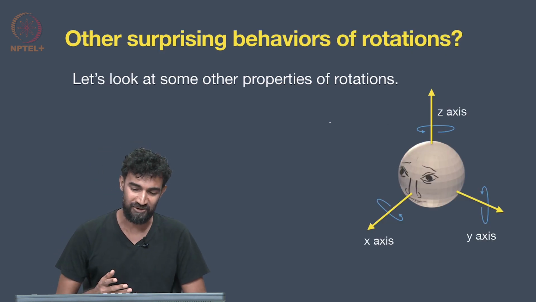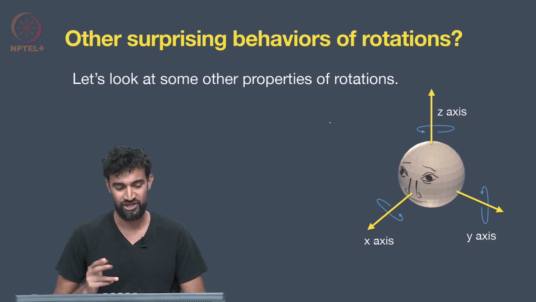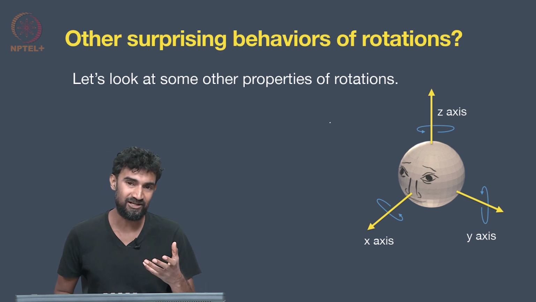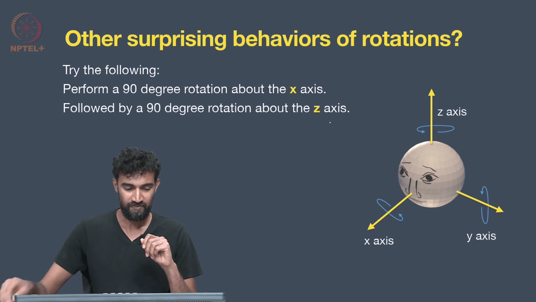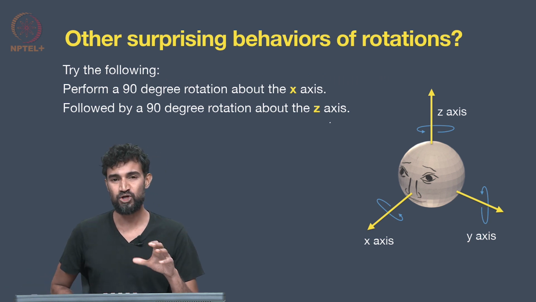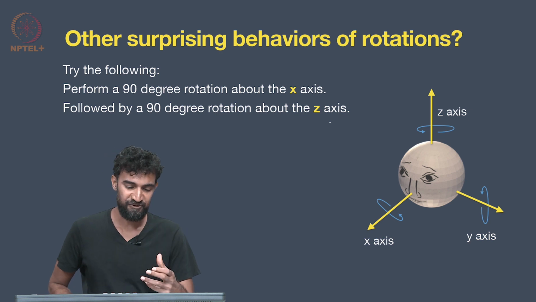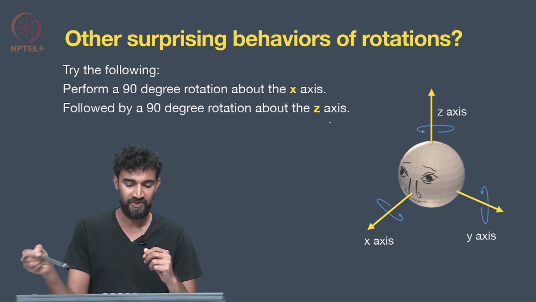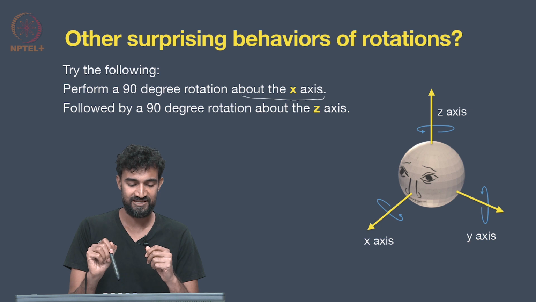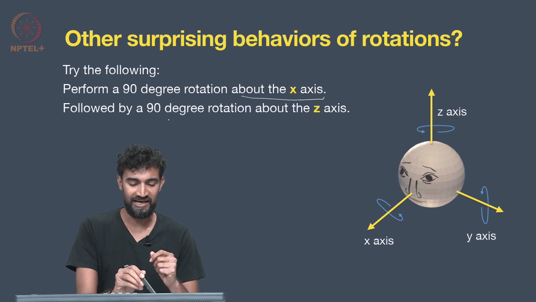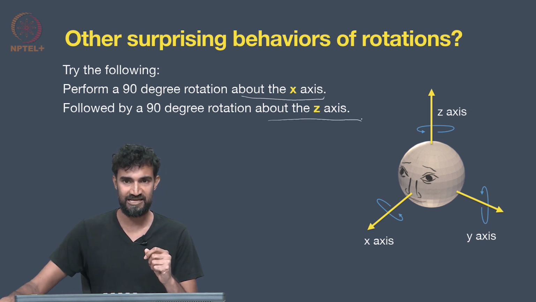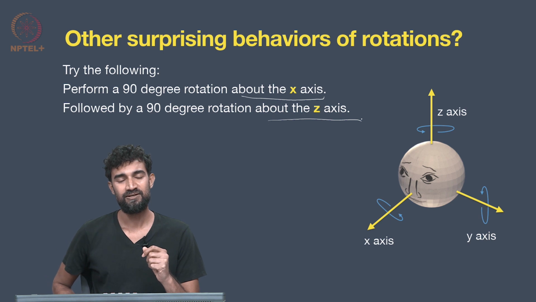So are there other surprising behaviors of rotations? Well, let's take a look at some other properties. Why don't you try the following? Take out your puppet and first perform a 90-degree rotation about the x-axis, and then perform a 90-degree rotation about the z-axis. So what do you get when you do that?